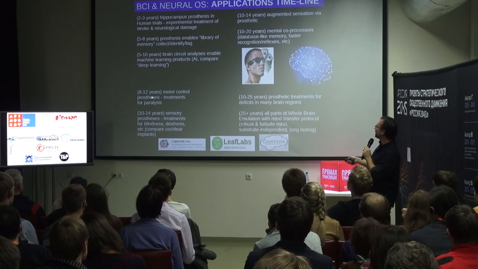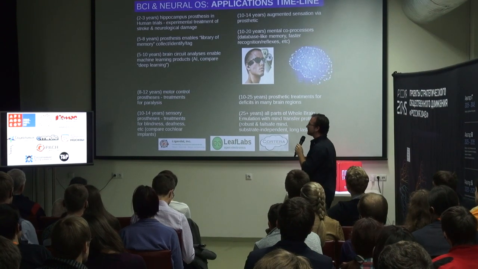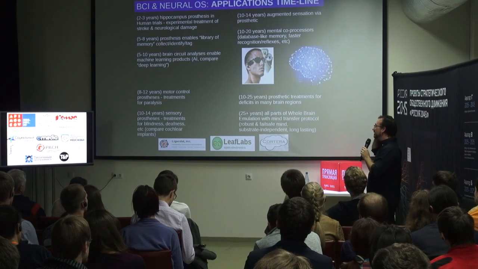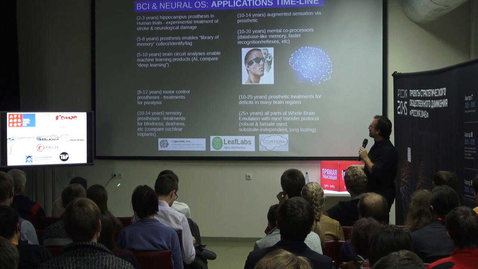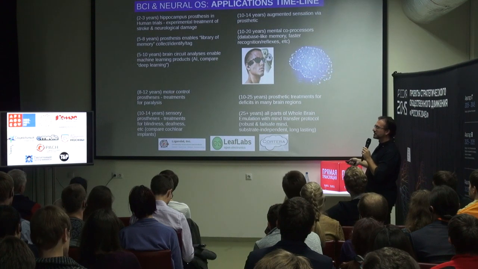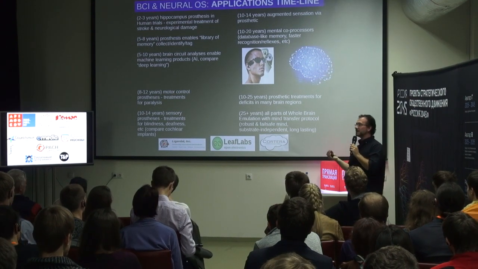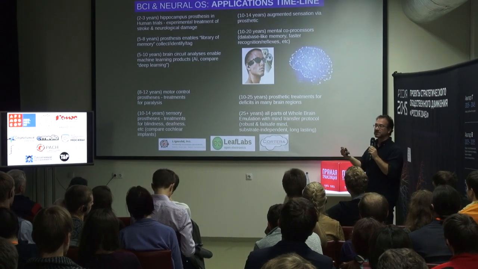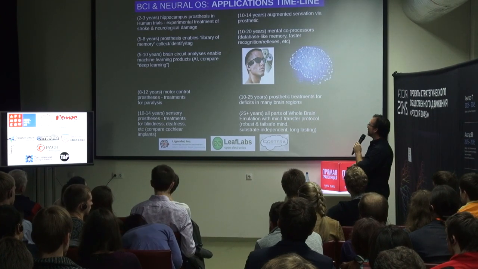In 12 years, 8 to 12 years, this should also be helping with motor control prosthesis, being able to bypass anything that's wrong with your spine or with areas of your brain that are no longer functioning, such as in Parkinson's disease. And in 14 years, I think you can apply the same techniques. If we have high resolution, large scale neural interfaces, you can make things like retinal prostheses much better than they are today so that you can actually see scenes and not just notice that there's light out there.